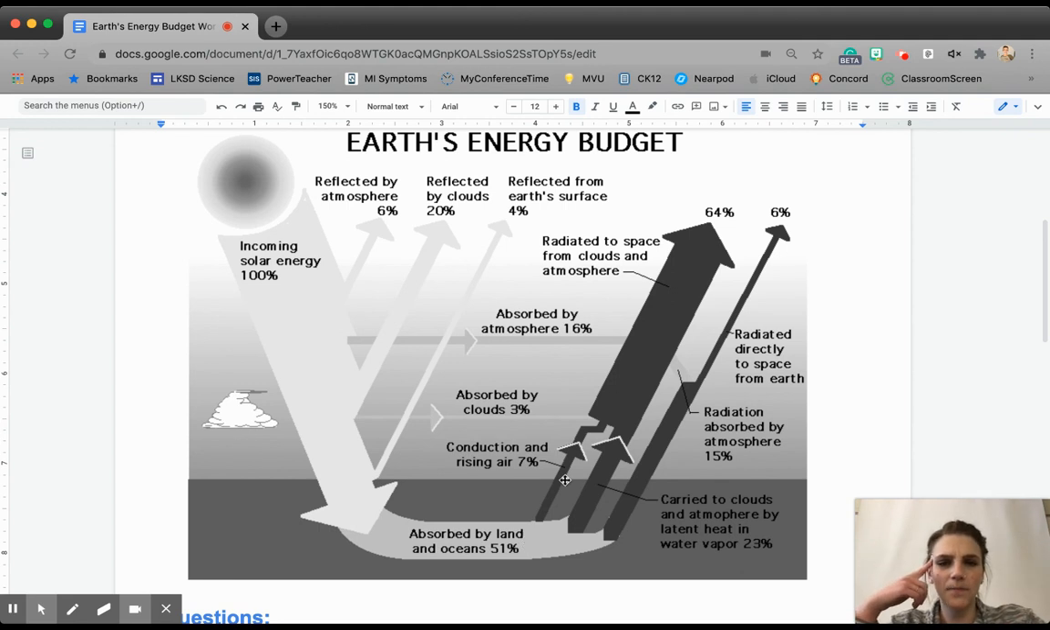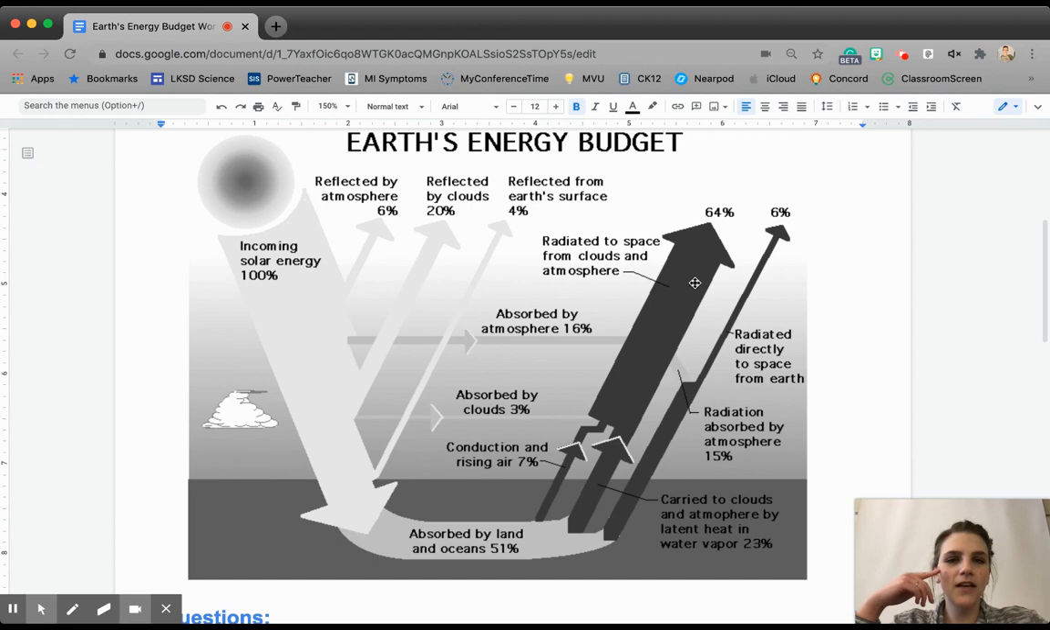So look at these arrows here. We're not going to focus too much on these smaller little bits, but things to be aware of. There is conduction and rising air. That's where we talked about, you look at a pavement and you see the heated air right above it. That's conduction, right? We also have thermal energy that's carried to the clouds and atmosphere by latent heat and water vapor. So water that's in ponds and lakes, as it gains thermal energy because it's being heated, it will eventually evaporate and head upwards towards the clouds. So some of the thermal energy is carried that way. There's also some radiation absorbed by the atmosphere.